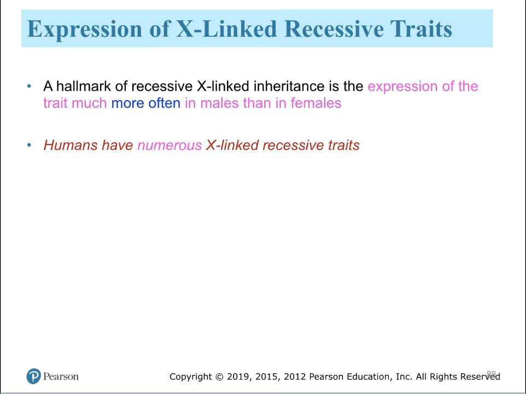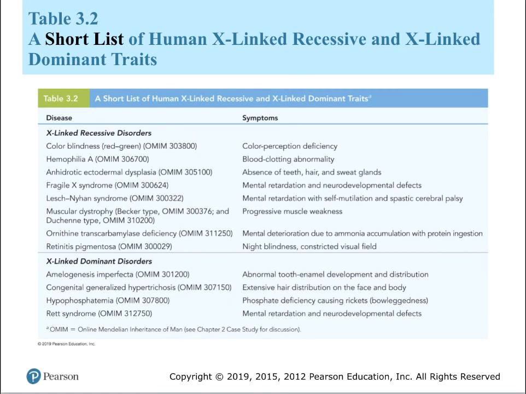A typical telltale sign of X-linked inheritance is whenever you see in a pedigree or in a genetic cross the expression of that trait more often in males than in females. Humans have a lot of genes that are X-linked because the X chromosome is quite large and it carries, as we said earlier, about 1500 genes. The most common two are listed here: color blindness, red-green, and hemophilia A.